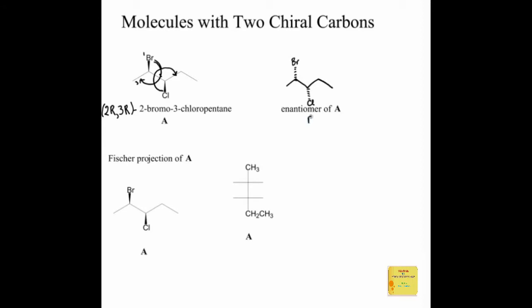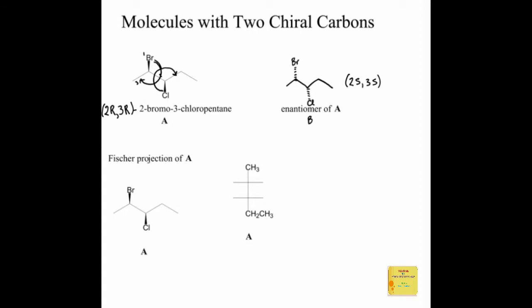Let's call this molecule B. And what do you think the configuration is going to be for B? Well, it must be the opposite of A, so it's going to be 2S,3S. Of course, you can check all that later. Go back. That's some very good practice that you can get.